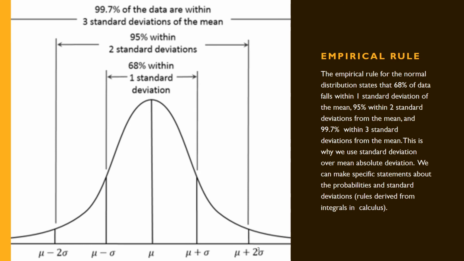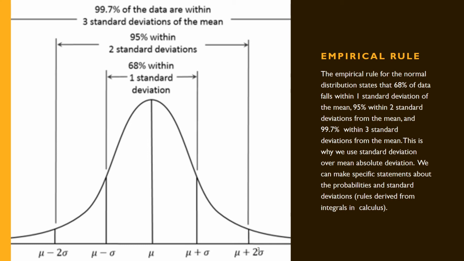So now I'm going to talk about the empirical rule. The empirical rule is for a normal distribution. It tells you specifically how much of the data is between certain standard deviations from the mean. So 68% of the data is within one standard deviation above and below the mean. 95% are within 2 standard deviations above and below the mean, and 99.7, or almost all of it, is within 3 standard deviations from the mean.